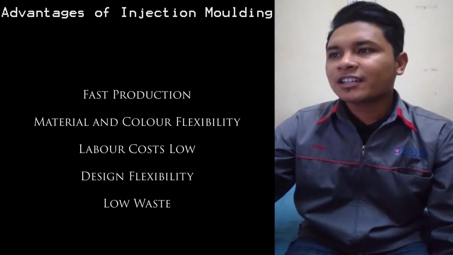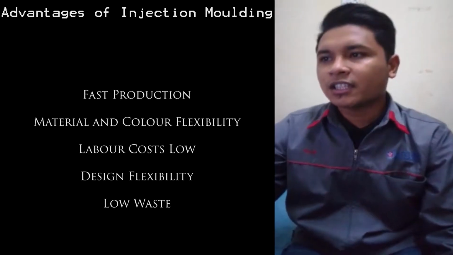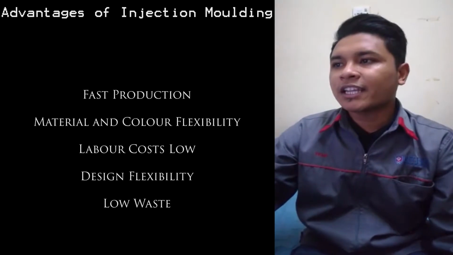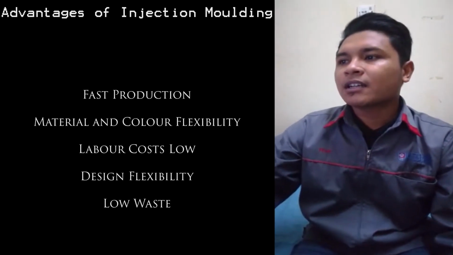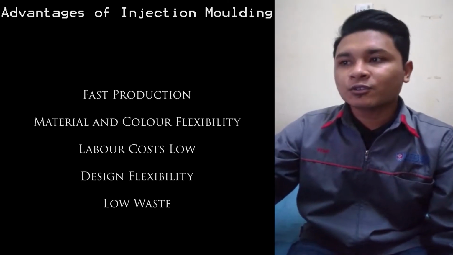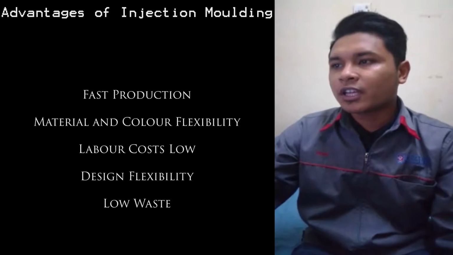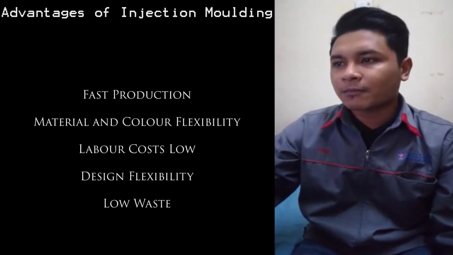For the advantages of injection molding, first is fast production. Injection molding can produce an incredible amount of parts per hour. It depends on how many impressions are in your tool, but you're looking at something between 15 to 30 seconds for each cycle time.